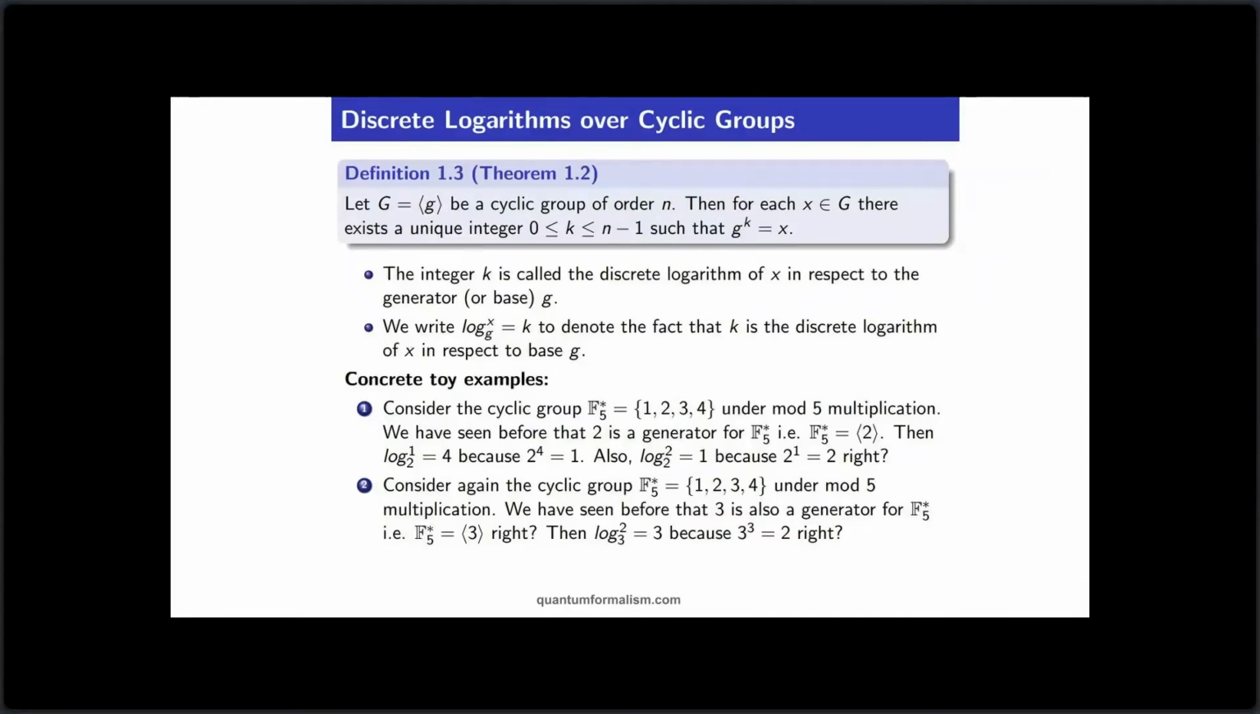So this is the discrete logarithm definition, and before we go to the actual description of the problem, looking at this, what could the discrete logarithm problem be, at least over cyclic groups? Can someone type in the chat? What would be the problem of finding what? How would you phrase it?